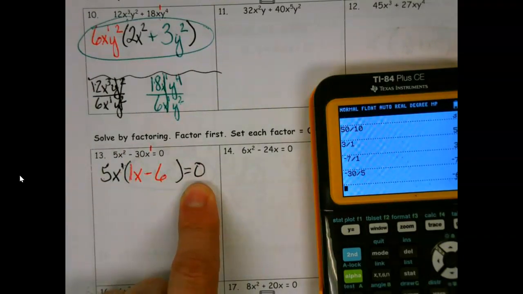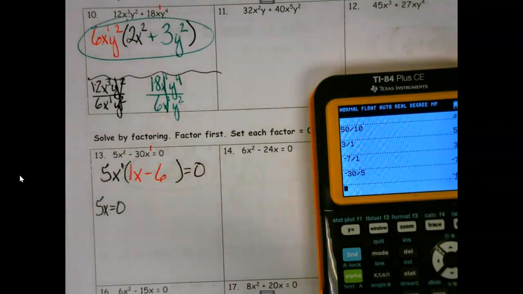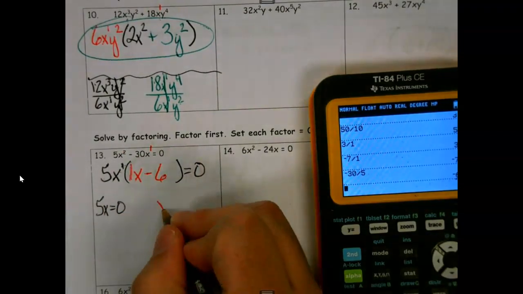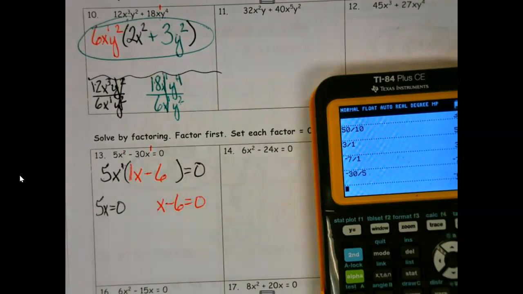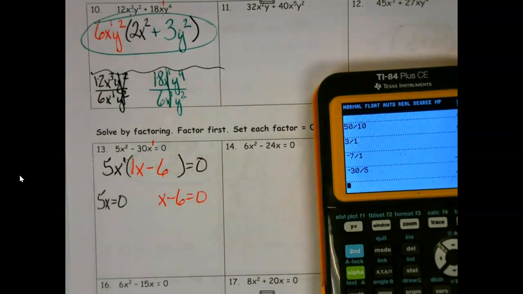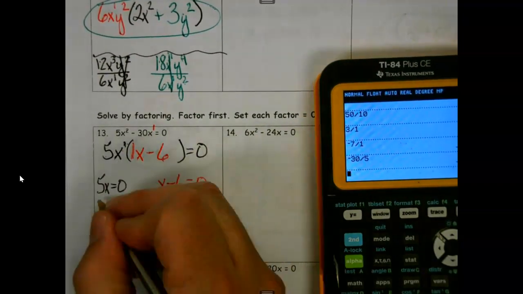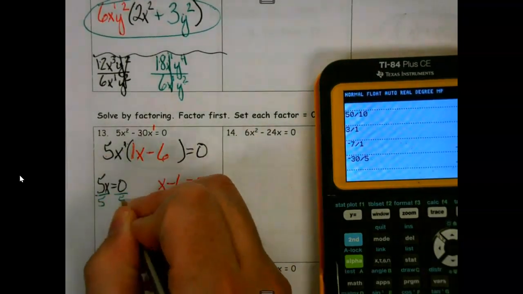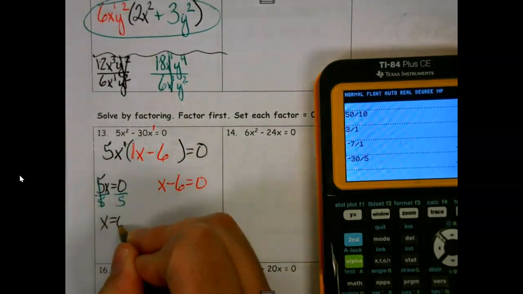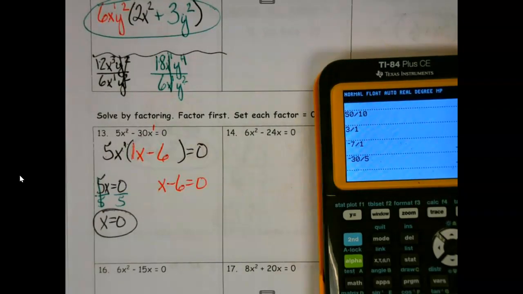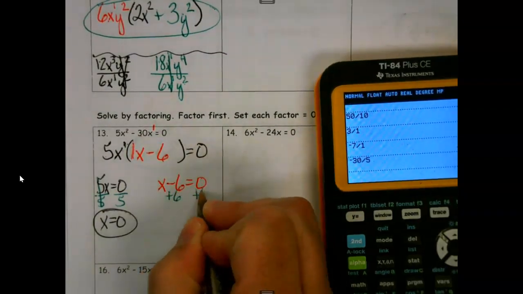So we're going to take the 5x and set it equal to 0. We're going to take the x minus 6. You can put the 1 if you want, you don't need to, and set it equal to 0. And then just solve the two little mini equations, doing my opposites.